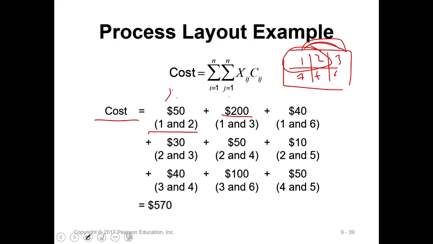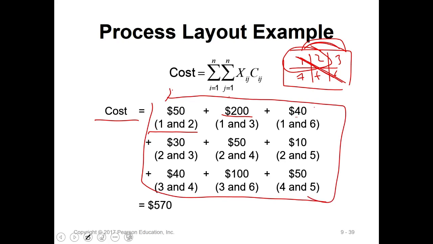Here it is 100 times 2. That's the reason why you see 100. And from 1 to 6, it is far away, so it is $2 for each piece. That's why you see 40, which is equal to 20 times 2. So this is the total cost for this type of layout.